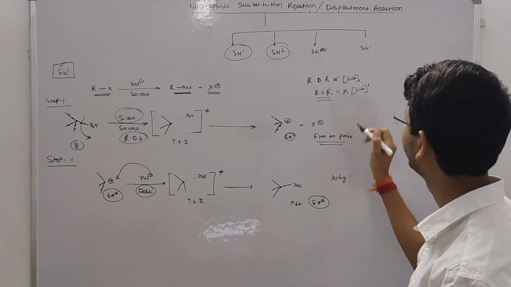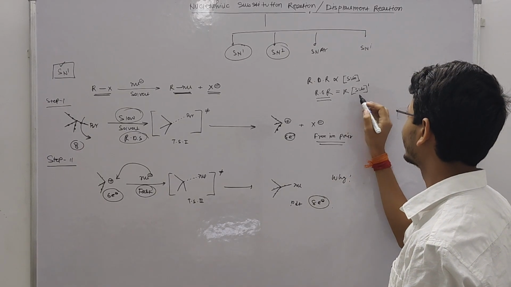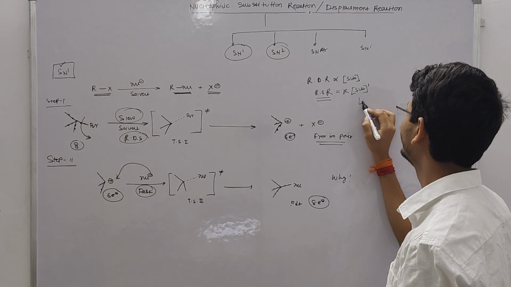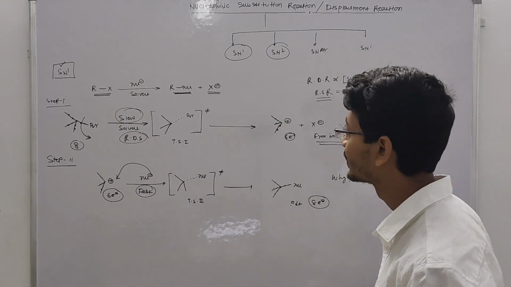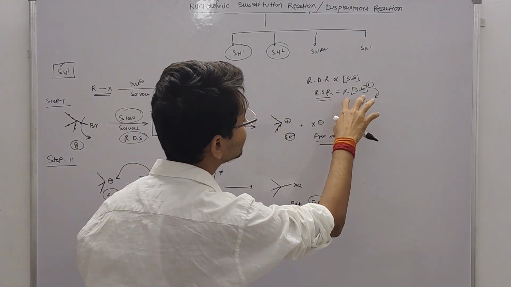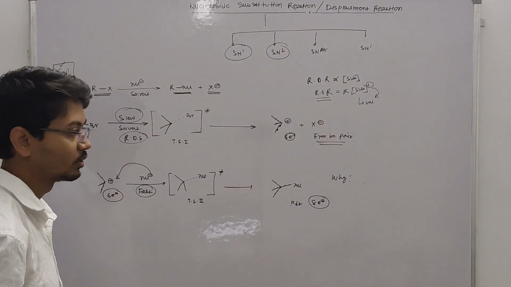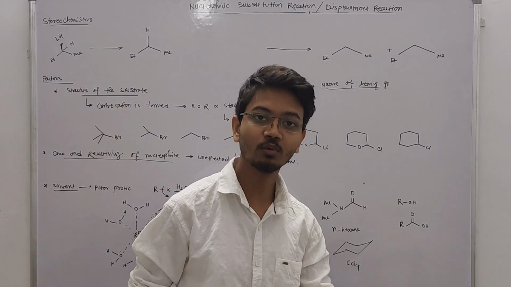The rate of reaction is only dependent on the substrate concentration. So this is unimolecular. Only one species is there, so that's why it is called unimolecular. And this reaction is affected only by the concentration of the substrate. Okay, so now I want to discuss the stereochemistry.